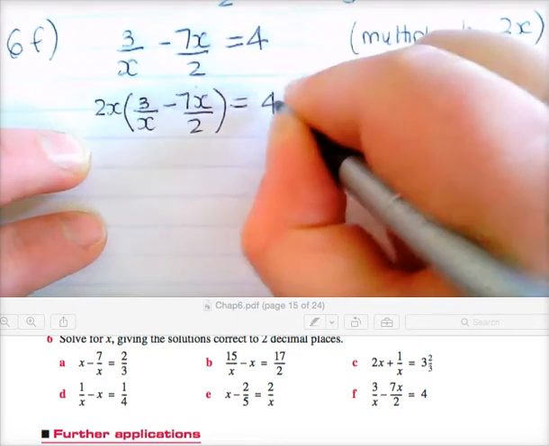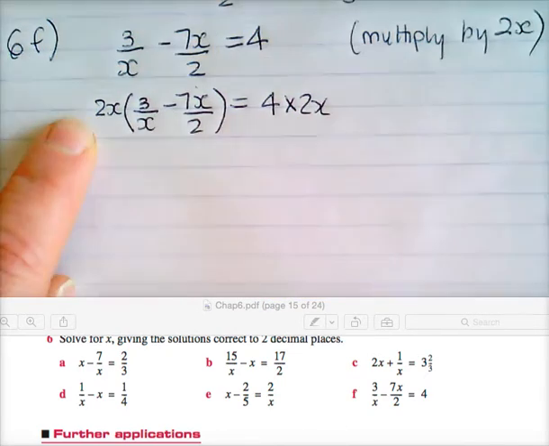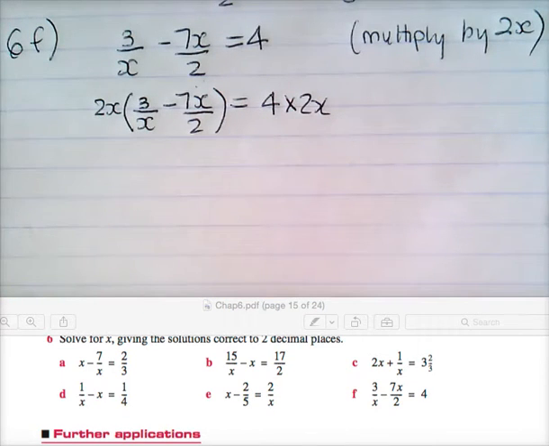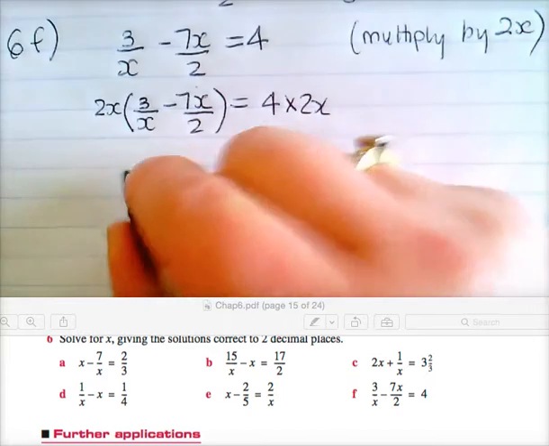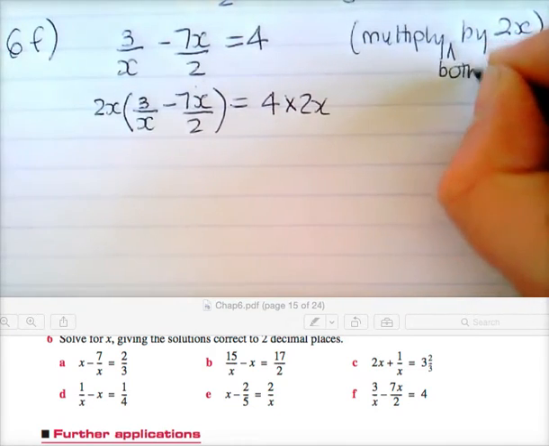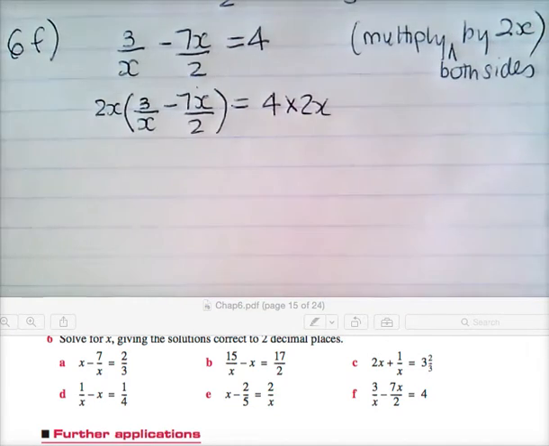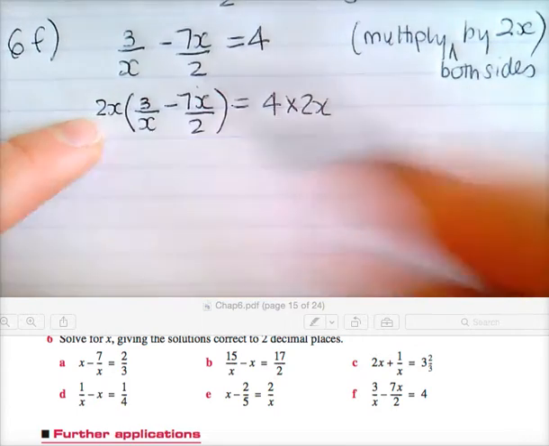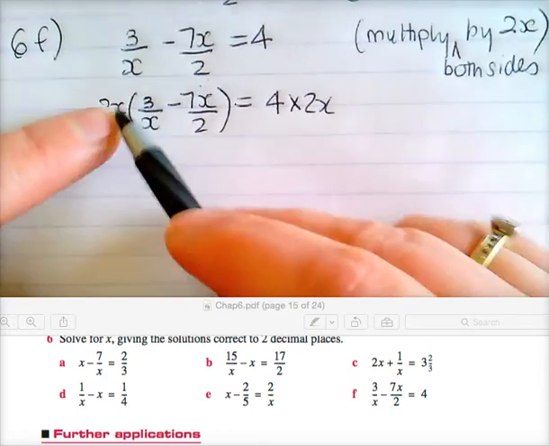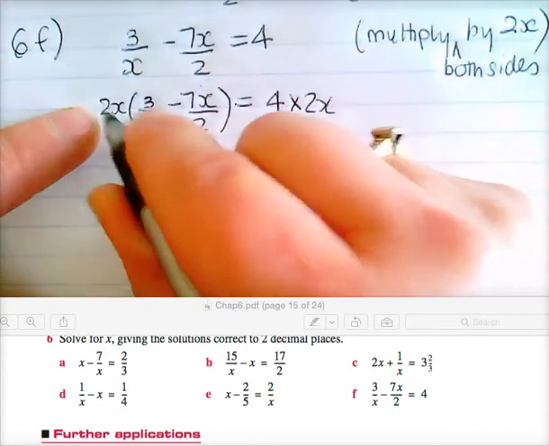Now, I'm just starting it like this. So notice I'm putting 2x times all of the left-hand side and 2x times the right-hand side. Okay, what do I do? So we're multiplying through by 2x, both sides. Do you know why we multiply both sides? Keep the equation balanced. So when I multiply the 2x by the 3 over x, can you see what's going to cancel straight away?